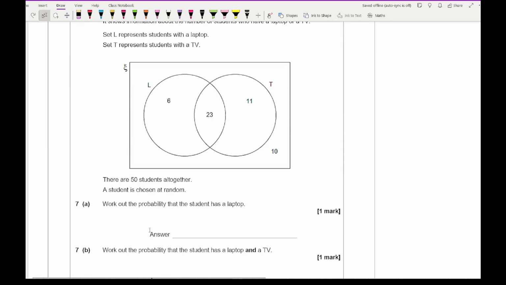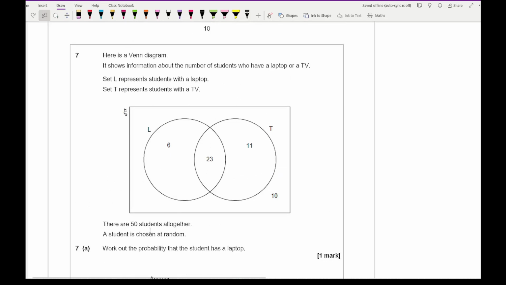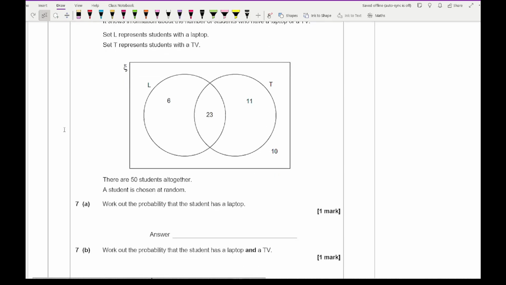Moving on to question 7, it says here is a Venn diagram. It shows information about the number of students who have a laptop or a TV. Set L represents the students with a laptop. Now set L basically just means the circle of L, and set T, which represents the students with a TV, is basically circle T. There are 50 students altogether. A student is chosen at random. Work out the probability that the student has a laptop.